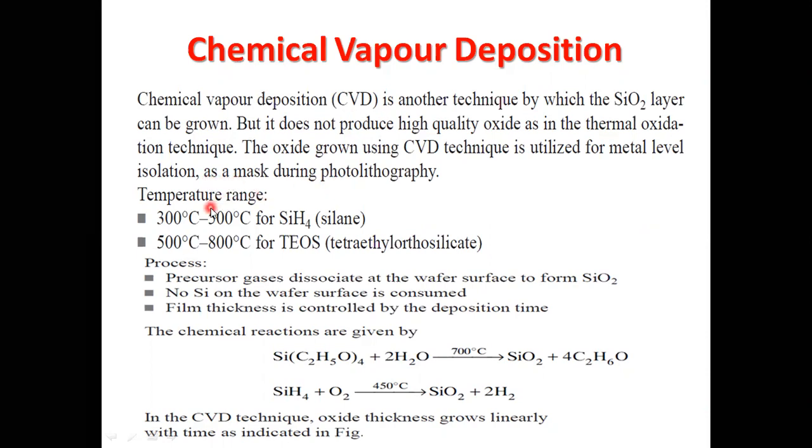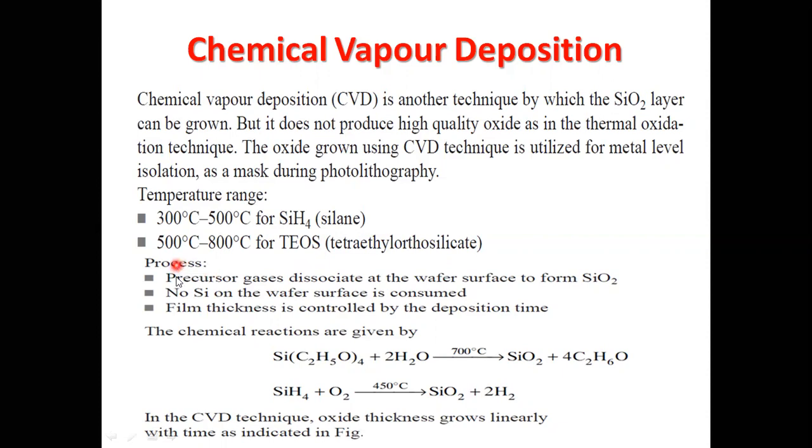The temperature ranges from 300 degrees C to 500 degrees C for SiH4, that is the silane, and 500 to 100 degrees C for TEOS, that is tetraethyl orthosilicate.